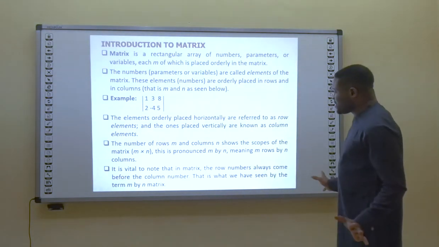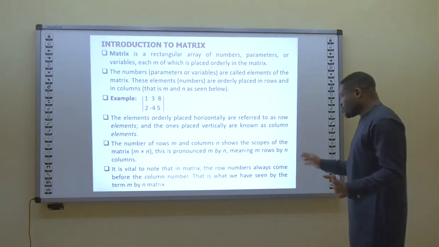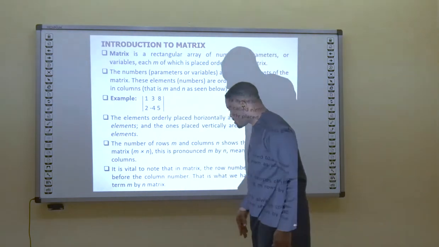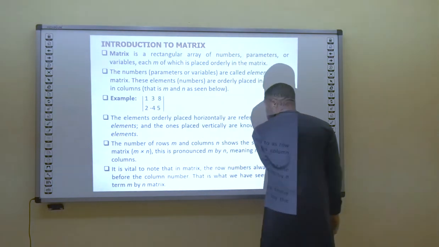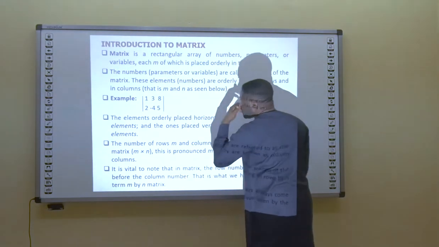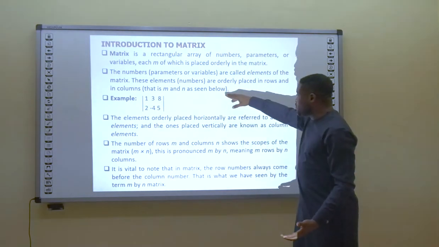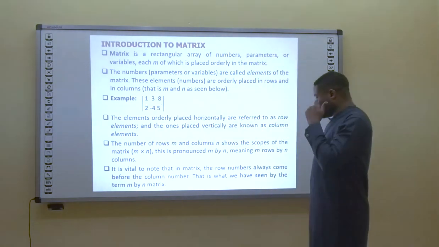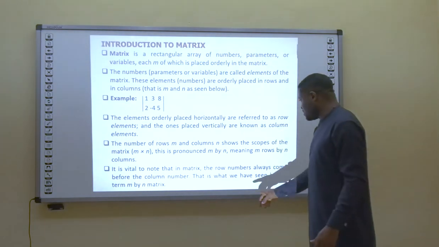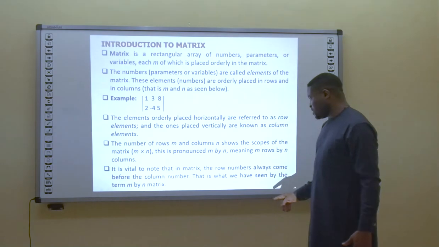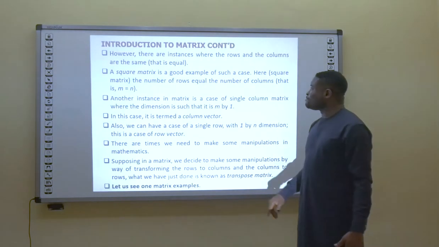Now, it is vital to note that in a matrix, the row number always comes before what? The column number. So, the row comes first and then the column. When you are multiplying, like we said in first year, you multiply from the row and then down to the column. So, it's important that you note that rows are very, very important when dealing with matrices.